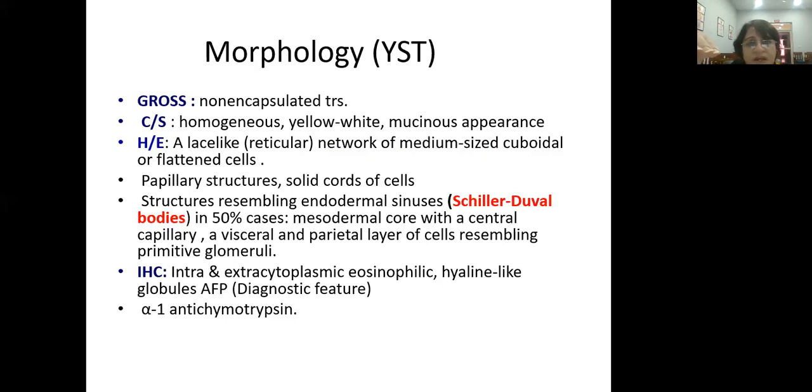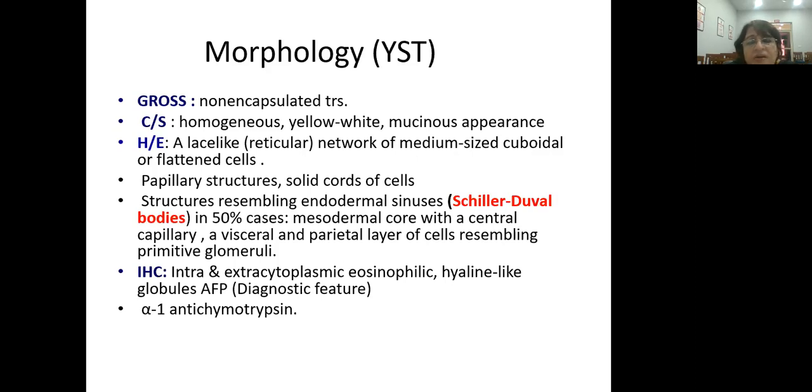Regarding the morphology, yesterday we also studied in ovarian tumors that the morphological sign canon of this tumor is the presence of the Schiller-Duval body, which is a primitive glomerulus-like structure. It has a visceral layer and a parietal layer, and it is a mesodermal core with a central capillary. On immunohistochemistry, it shows intracytoplasmic and extracytoplasmic eosinophilic hyaline-like globules, which are a diagnostic feature of this tumor. In addition, it also shows the presence of alpha-1 antitrypsin.